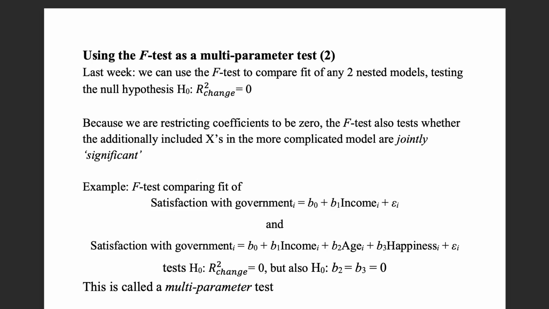Okay, so this is a way to think about using the F-test to compare model fits. What does that allow us to do? It allows us to test the null hypothesis about R-squared change, but at the same time, that also implies that we are testing the joint significance of everything we took out of the model to go from the complicated model to the simple model. So all of the things that we restricted to be 0.